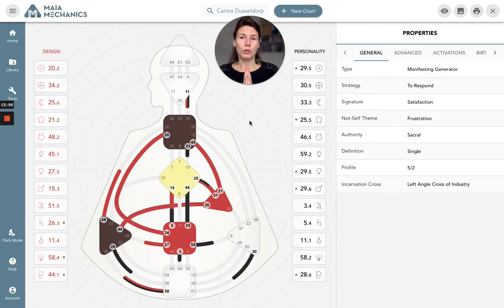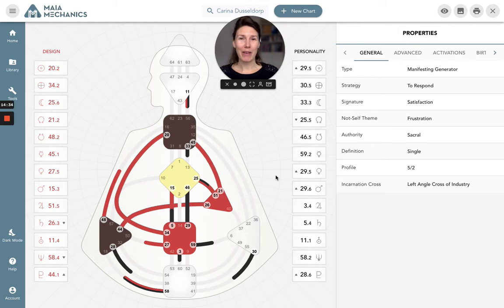So you also see some whiteness in the design, things that are transparent. Here, for example, you see the head center, the ajna center, so that's the mind, then the solar plexus center here on the right side, which is all about emotions, and the root center here on the bottom, which is about drive, adrenaline, and stress. These centers are what we call open or undefined. And probably you will have some centers undefined or white.